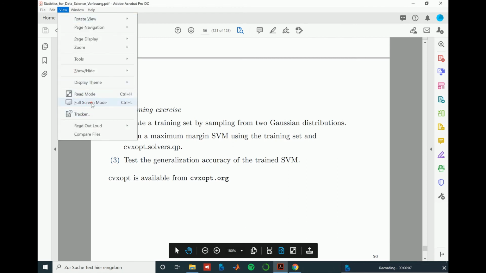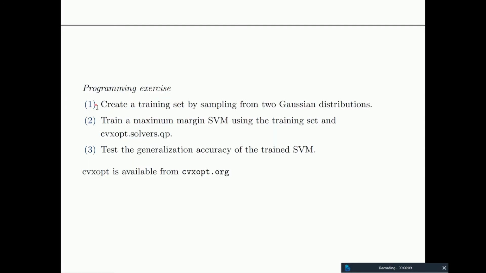Now let's do maybe not that long, like 20 or 30 minutes for the remaining time that I speak, but with the focus on what you are then supposed to do. So the programming exercise that comes with this session is this. You are asked to create a training set by sampling from two Gaussian distributions. I assume that you can do that because you've done a lot of statistics programming exercises by now.